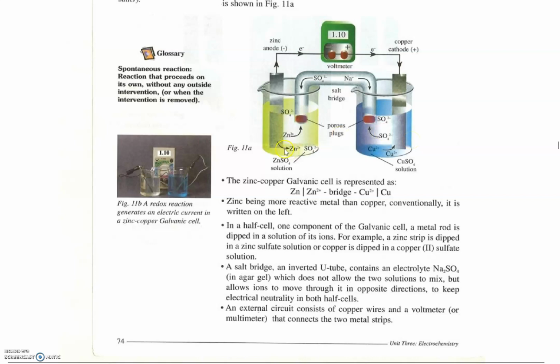And if you remember, we said that Zn will lose 2 electrons to become Zn2+. So Zn2+ goes into the solution, but the electrons go up into these wires, and we can measure the electricity using a voltmeter or a multimeter, and then they come to the cathode. And here is the closed circuit to keep the electricity flowing.